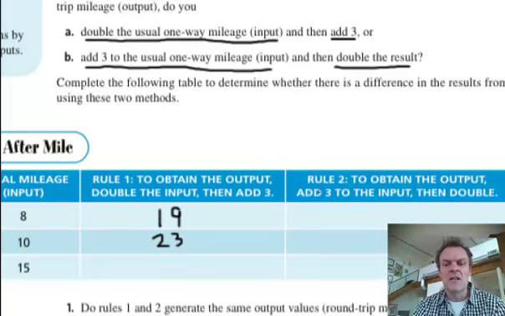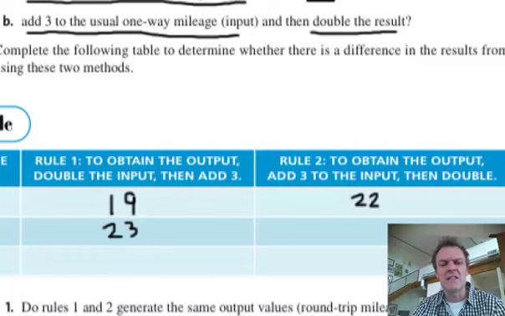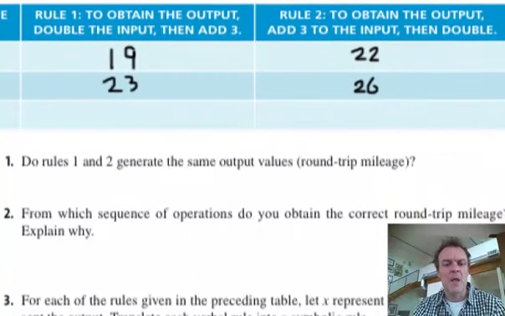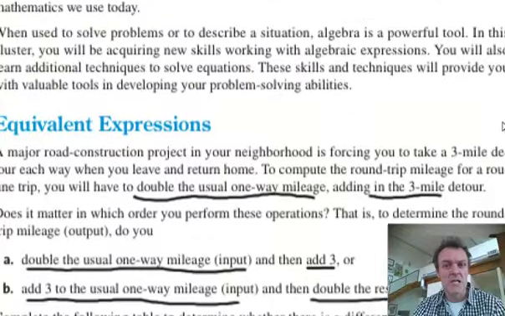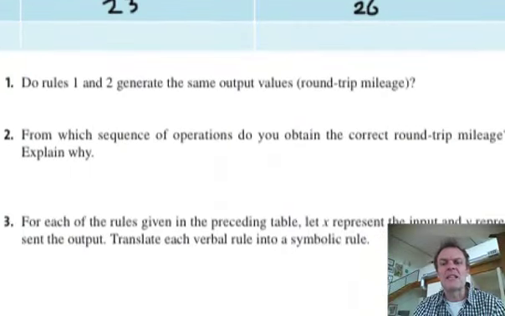Let's do this rule. This time, add 3 first. That's 11. Then I double it, I get 22. Oh, that's not 19, is it? So again, obtain the output, add 3. So add 3 to 10, you get 13. Double it, you get 26. So what we're saying is this can't be right. Let's have a look down here. I think I might have to go back up again. No, it might be on the next page. So that basically is not going to work, is it?